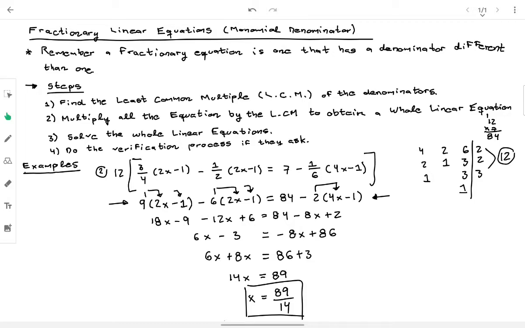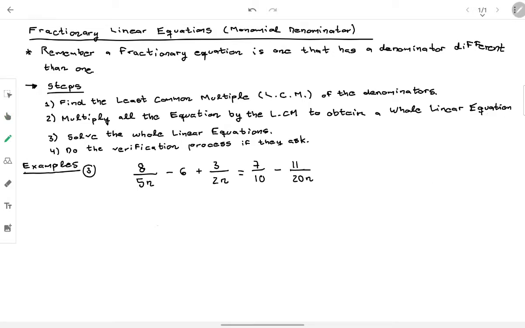So let's see one last example. So the next exercise is something like this. We have different monomial denominators. So we need to find the least common multiple between the denominators. We have the numbers 5, 2, 10, and 20. So we can start dividing by 2. It's 5, 1, 5, and 10. And continue with number 2, and it's going to be 5, 1, 5, and 5. Finally 5, and it's going to be 1, 1, and 1. So our least common multiple is 20.